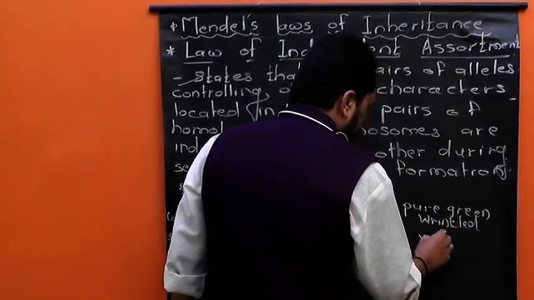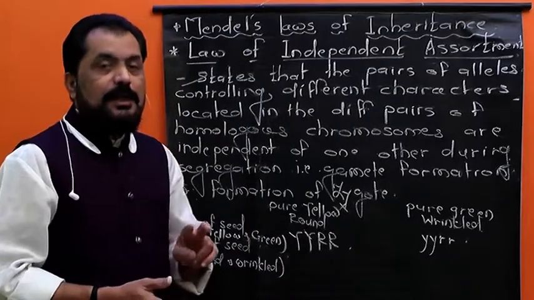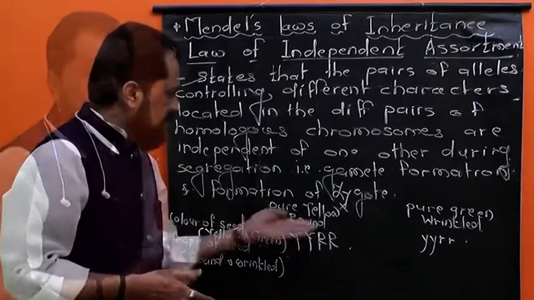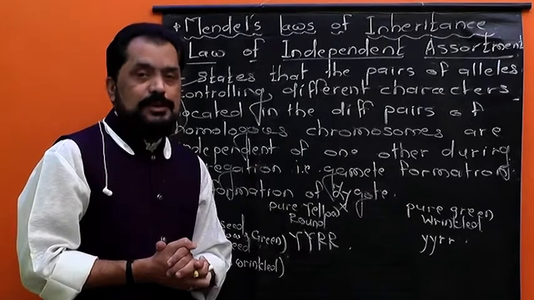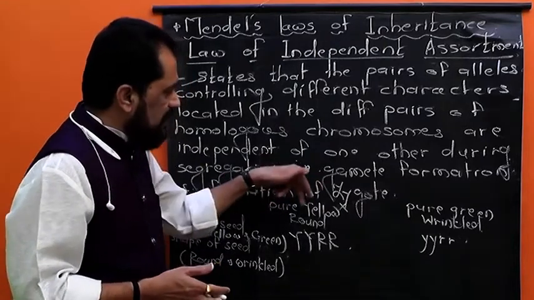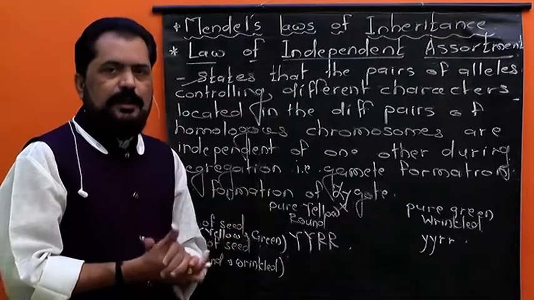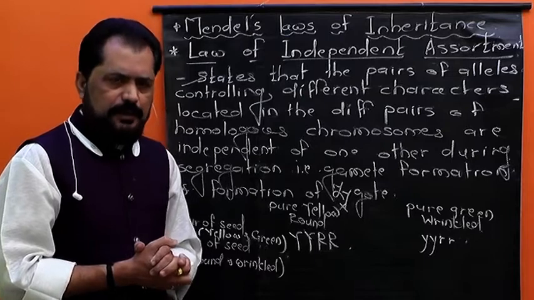Genotype small y, small y, small r, small r. Actually, it is a double homozygous condition. These individuals are called double homozygous because here both allelic pairs, both gene pairs, show homozygosity. Anyway, already we have discussed this while studying the dihybrid cross.